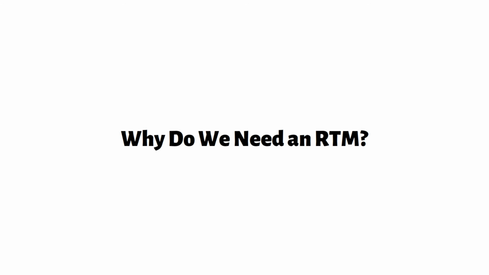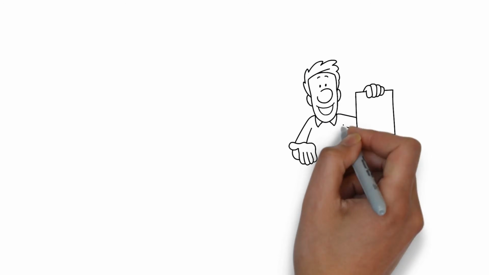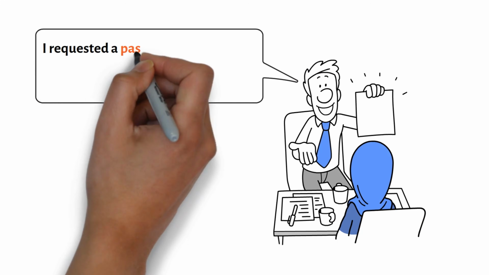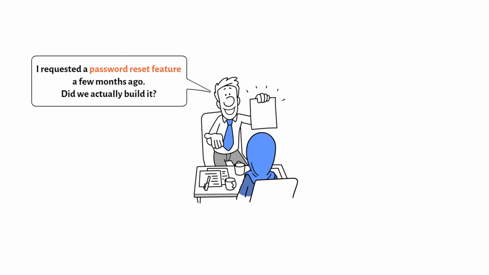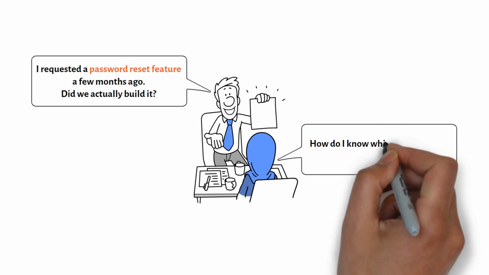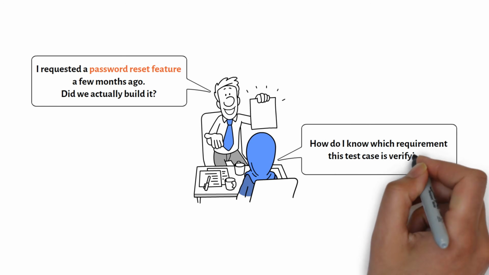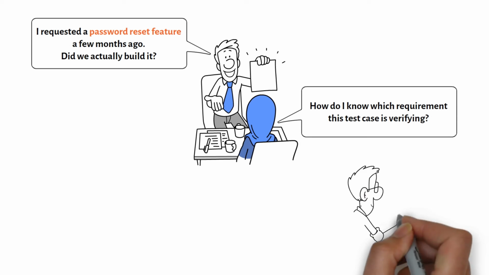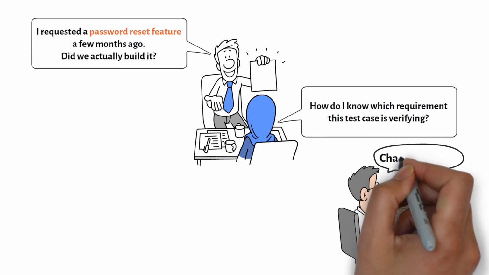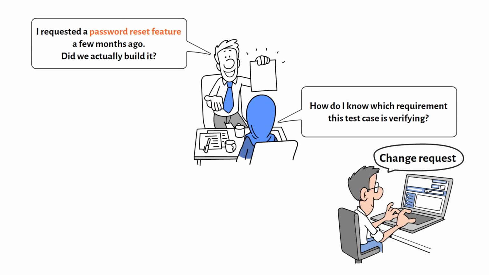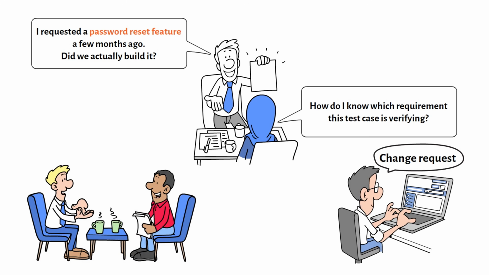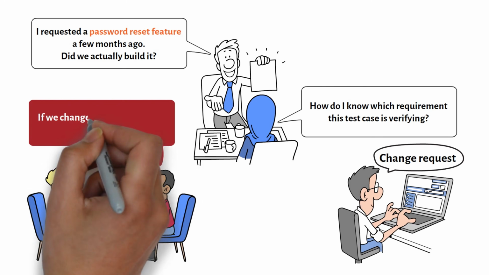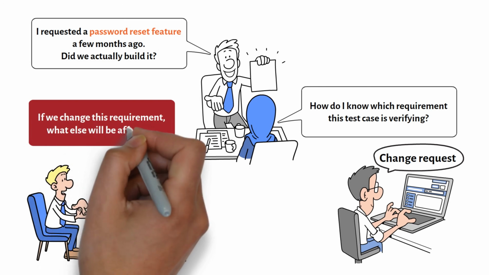Let's start with a simple situation. Suppose a stakeholder says, "I requested a password reset feature a few months ago. Did we actually build it?" Then a tester asks, "How do I know which requirement this test case is verifying?" Later, the stakeholder submits a change request to modify how the password reset feature should work. Now, the project manager needs to answer another important question. If we change this requirement, what else will be affected?